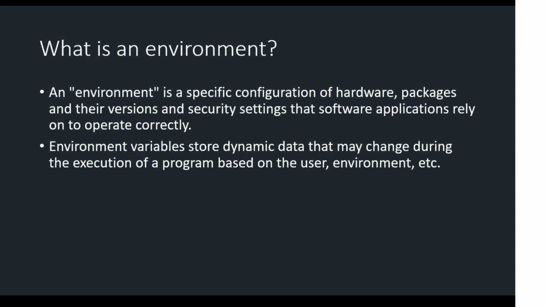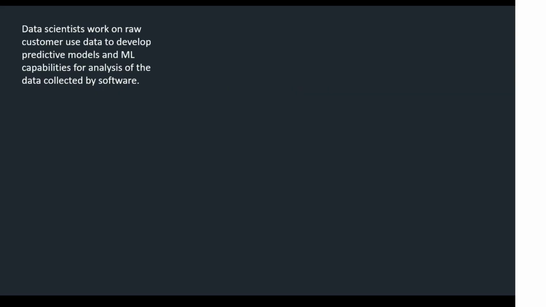What is an environment? An environment is a specific configuration of hardware, operating system information, packages and their versions, and security settings that software applications rely on to operate correctly. Environment variables store changing information. It's dynamic data that could change or shift during the execution of a program based on who's using the environment, what environment they're actually in, and so forth.